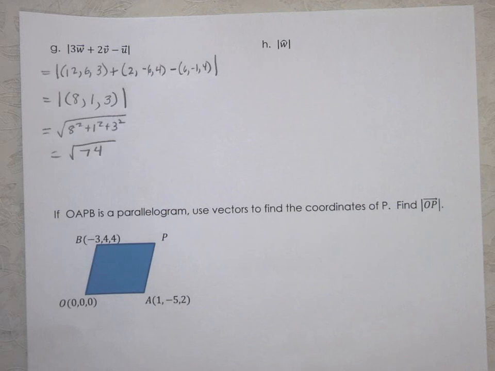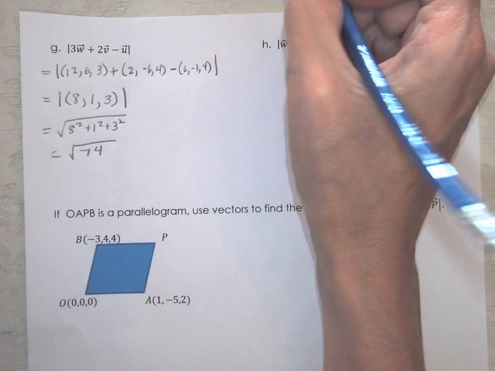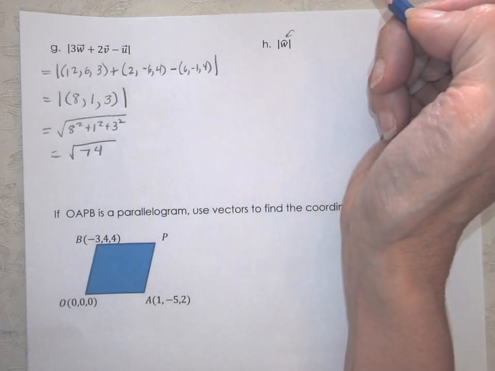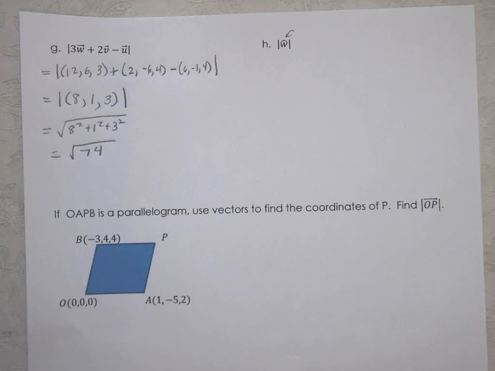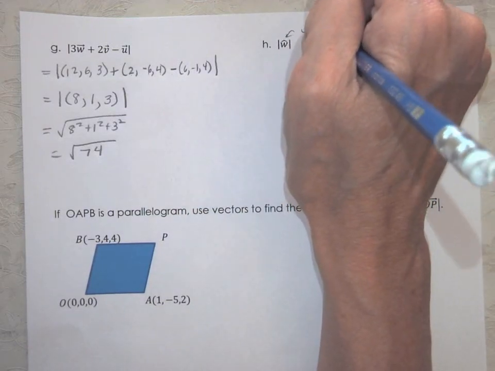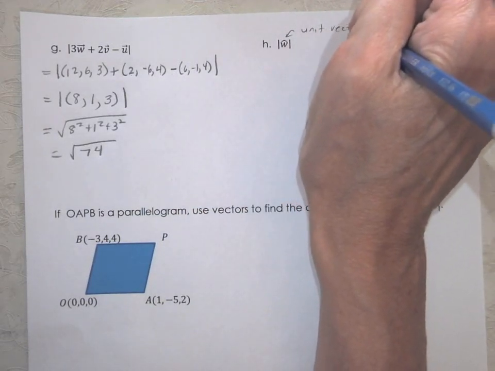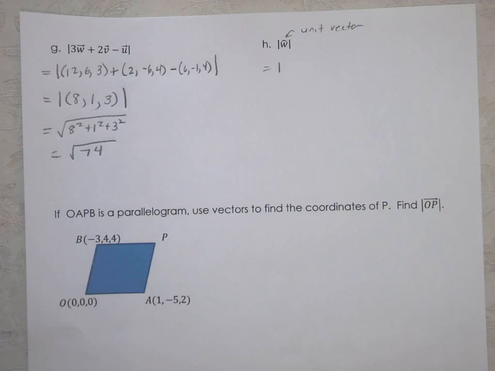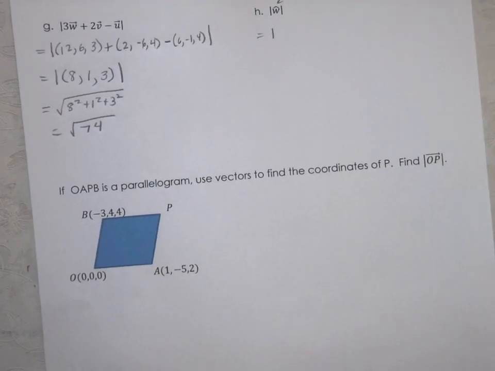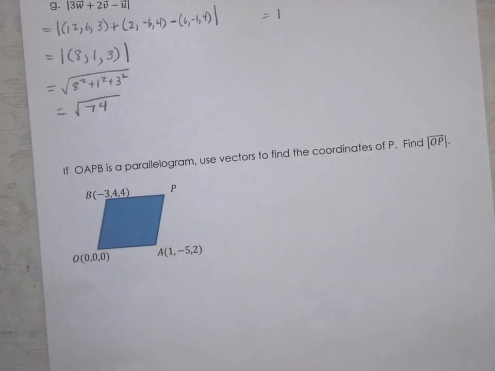And the magnitude of w hat, that's a trick question because w hat, we could go through all of the steps of finding vector w hat, but we don't need to because it's a unit vector. And we know that the magnitude of any unit vector is 1. Okay, so there's a little application here.